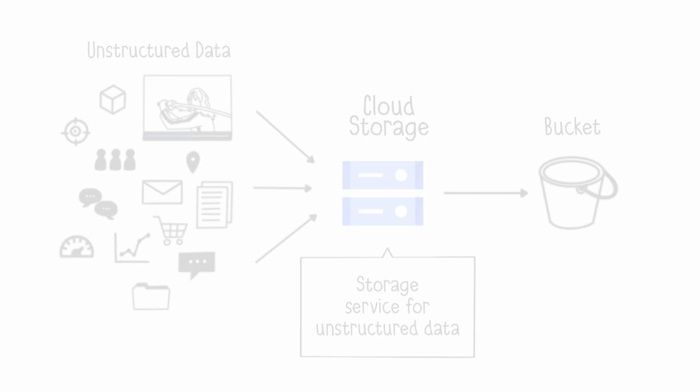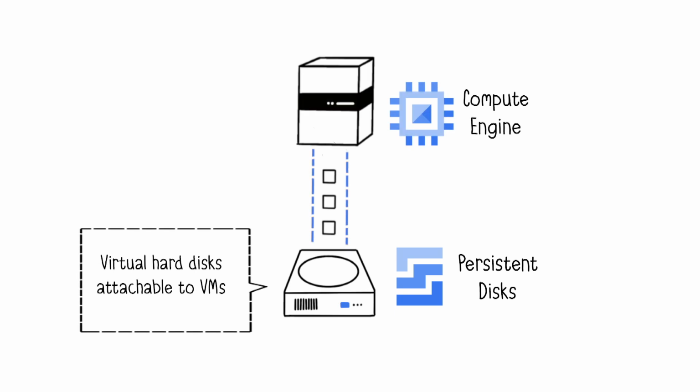Persistent disks are virtual hard drives that can be attached to your virtual machines. They offer various service classes to meet performance needs. Data stored on a persistent disk remains intact even if the VM is stopped, deleted, or restarted.